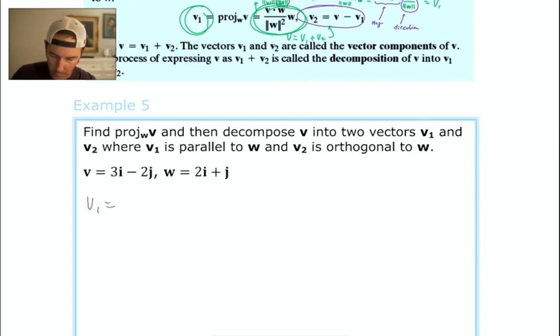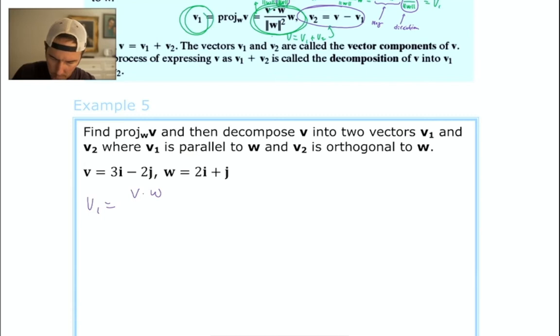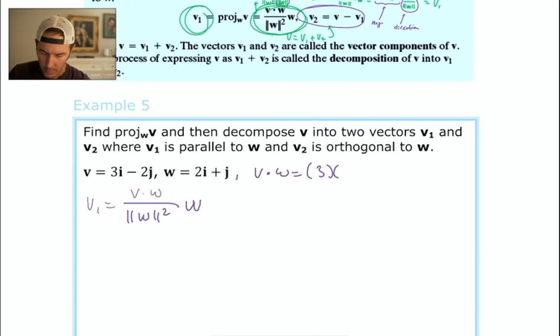v1 is equal to v dot w divided by the magnitude of w squared times vector w. Okay, so we need v dot w. v dot w is equal to 3 times 2 plus negative 2 times 1, so that's the product of the i coefficients plus the product of the j coefficients, and that is equal to 6 minus 2, which is equal to 4.